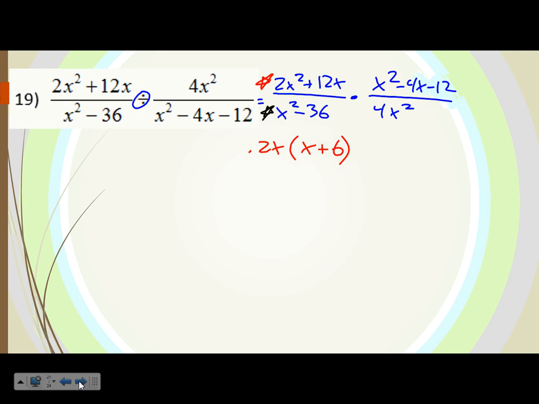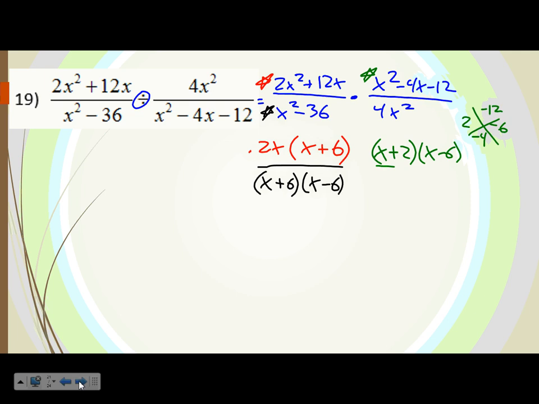This one is a difference in squares. x plus 6 times x minus 6. This one, we're going to have to use the factoring. So factors of -12 that add up to be -4 have to be 2 and 6, and the 6 is negative. So x plus 2 times x minus 6. And the last one, 4x squared, can't do anything with that.